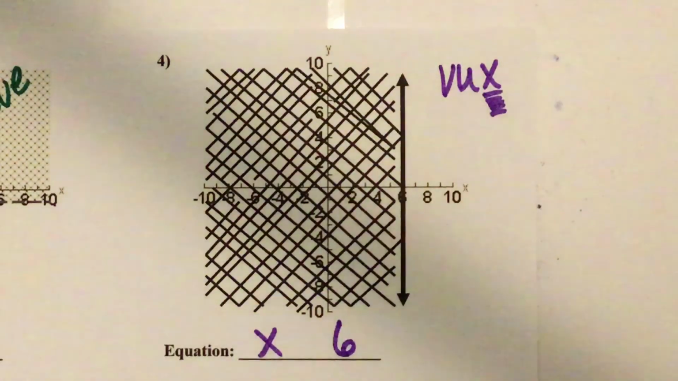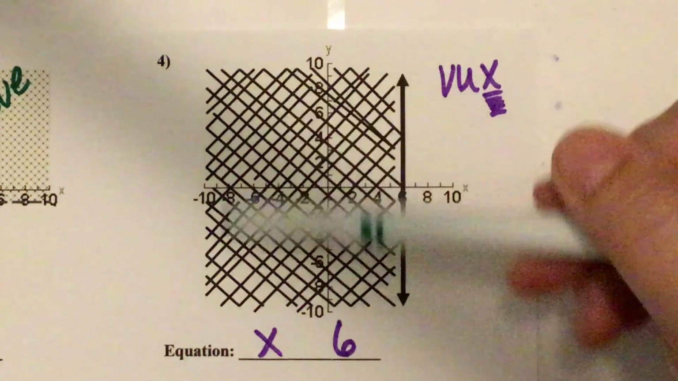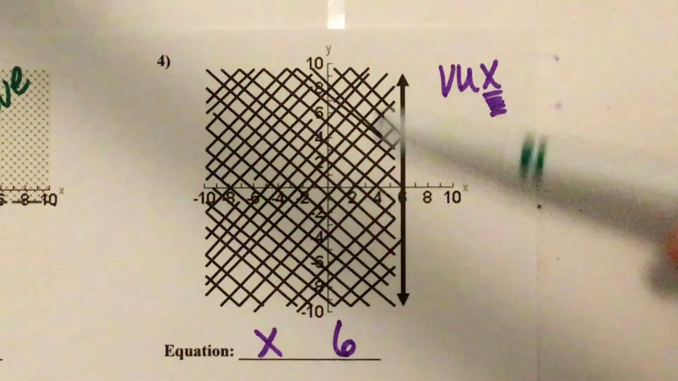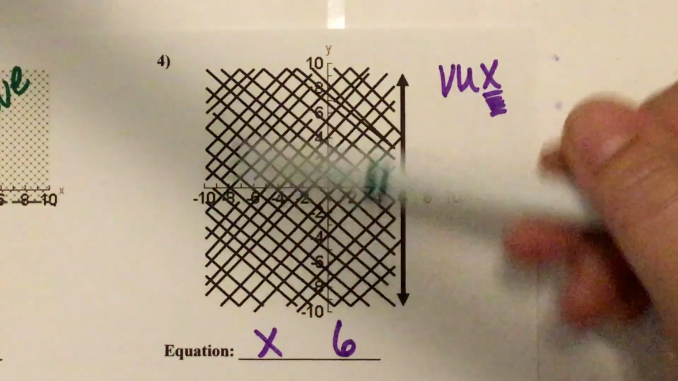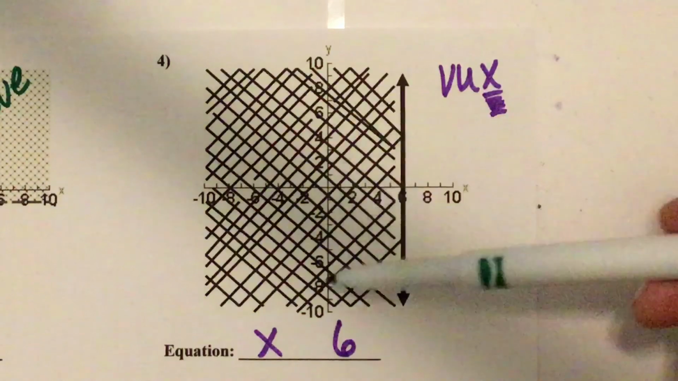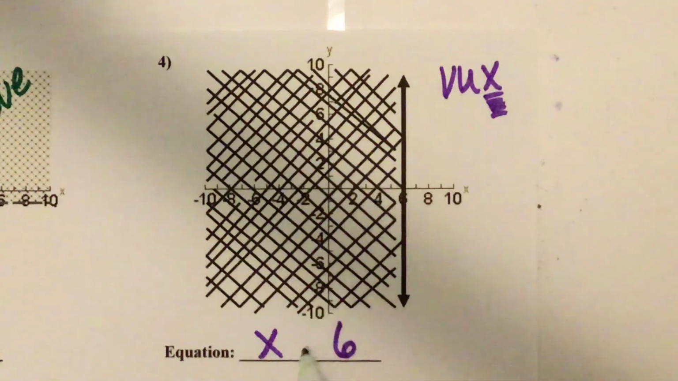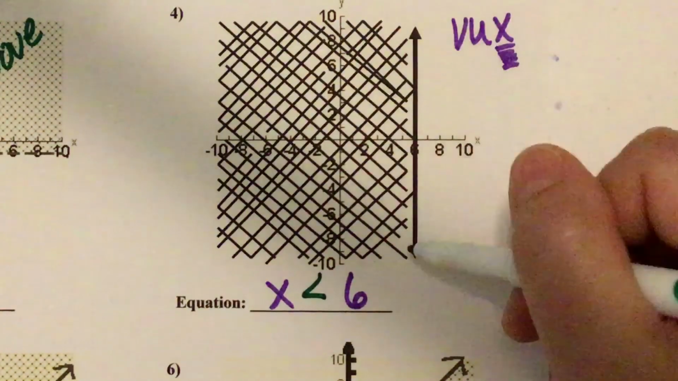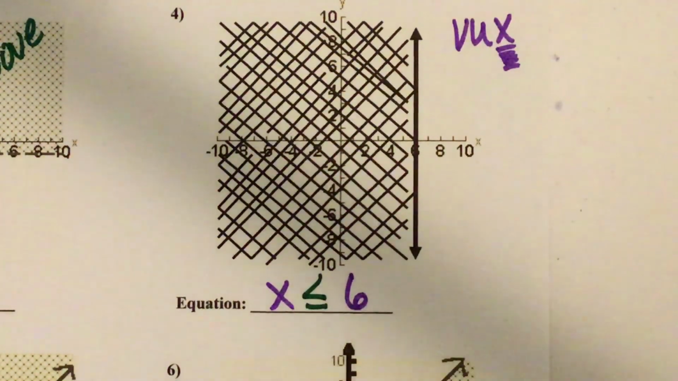Okay, now let's figure out the sign. This time we don't have above and below. So the numbers that are shaded, are these x values that are bigger than 6 or x values that are smaller than 6? They're x values that are smaller than 6. And because it's a solid line, we give it an equals.